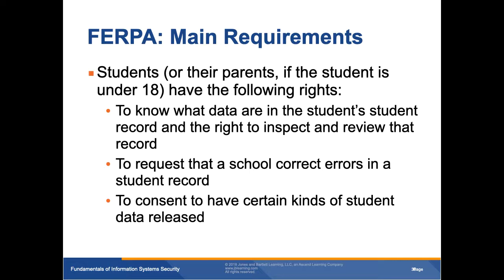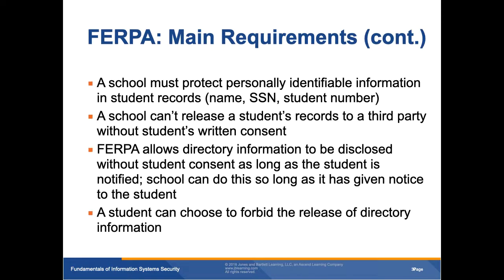Main requirements. Students or their parents, if the student is under 18, have the following rights: to know what data are in the student's record and the right to inspect and review that record, to request that a school correct errors in the student record, and to consent to have certain kinds of student data released. A school must protect personally identifiable information in student records, and a school cannot release a student's records to a third party without the student's written consent.